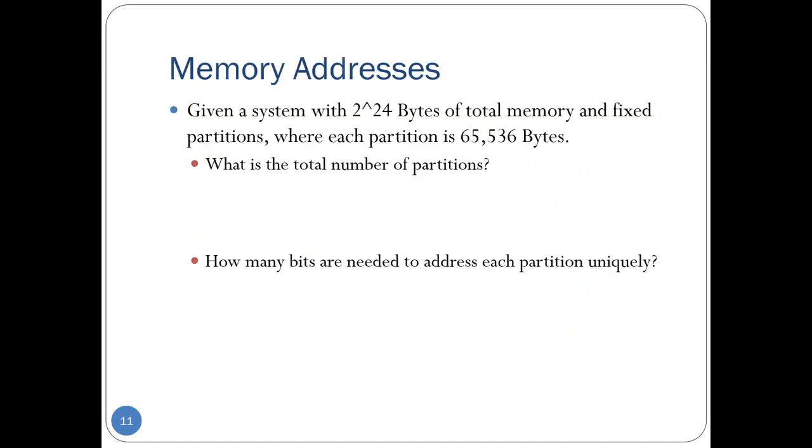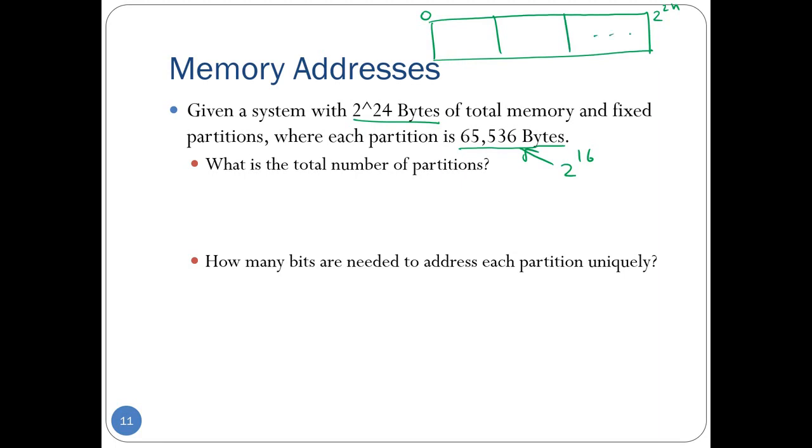All right, so in this question you are given a memory. Let's say this is your memory that has a total size of 2 to the power 24 bytes, right? So your memory addresses go from 0 to 2 to the power 24 roughly over here, and it is partitioned into several fixed size partitions of 65,536 bytes each, right? So recall that 65,536 is actually 2 to the power 16. Okay, so these are several partitions, and each partition has a size of 2 to the power 16 bytes.